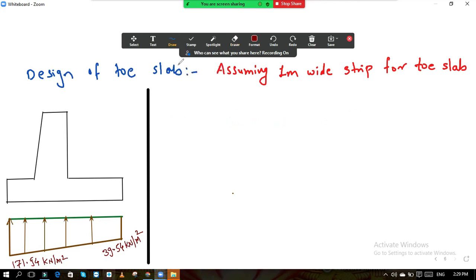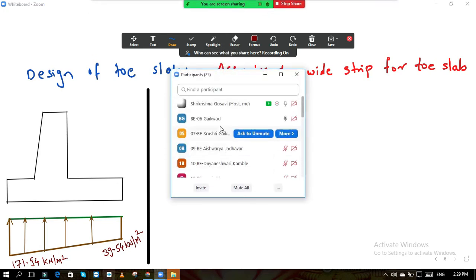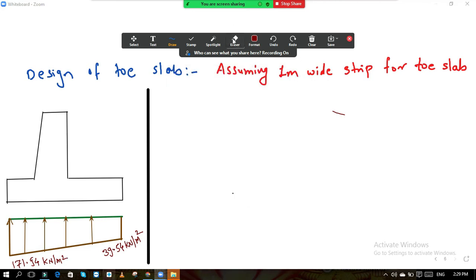म्हातारीला बी खाकडायचं खाली. Roll number 6, mute yourself. Roll number 6.